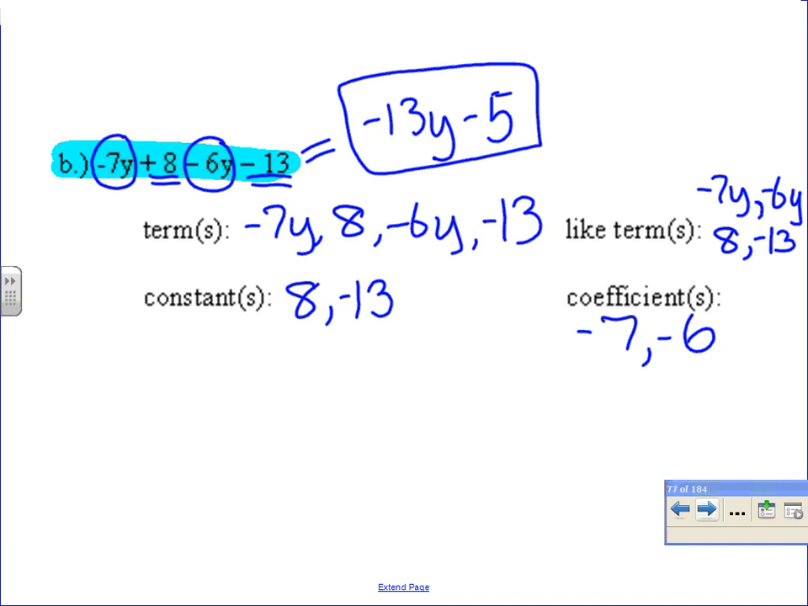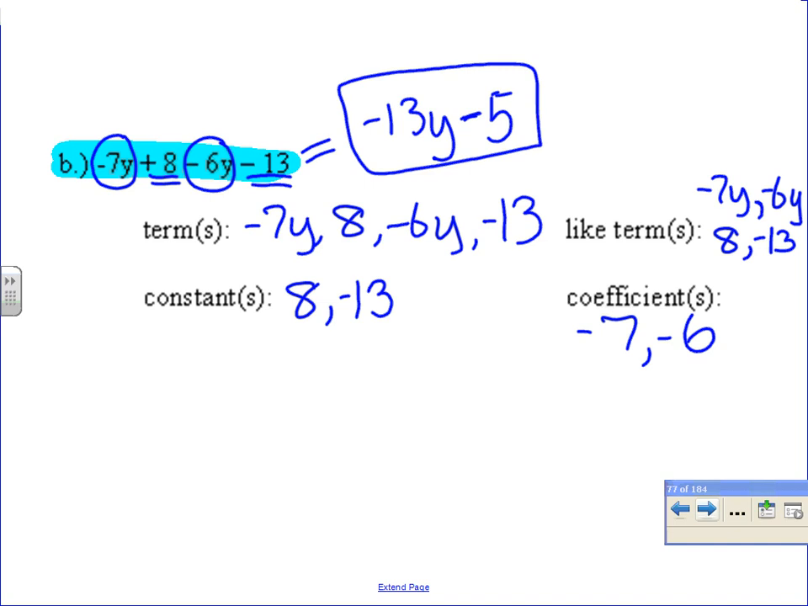Adam? Is that what you mean, Annalise? -7y minus 6y is -13y. So the -13 is there. 8 minus 13 is -5. Remember, a negative sign is the same thing as a subtraction sign. Thank you, Adam. I thought she meant adding them. Thank you. Annalise, you okay now? Okay. Zach?